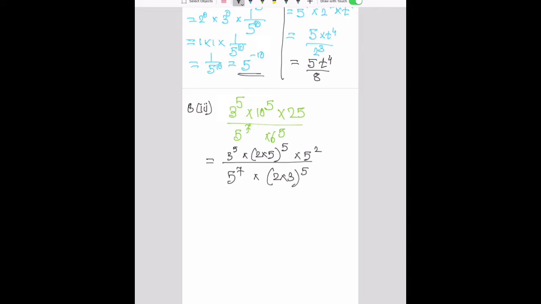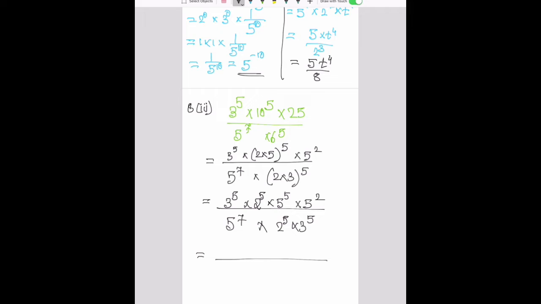Next step is to open up the brackets and write individual numbers. 3 to the power 5 stays. Now 2 into 5 to the power 5 is 2 to the power 5 into 5 to the power 5. It is like a into b to the power n is a to the power n into b to the power n, right? And then 5 square, and below this is 5 to the power 7. Again we break it down: 2 to the power 5 into 3 to the power 5. Now you have got three types of terms: bases of 2, bases of 3, and bases of 5.